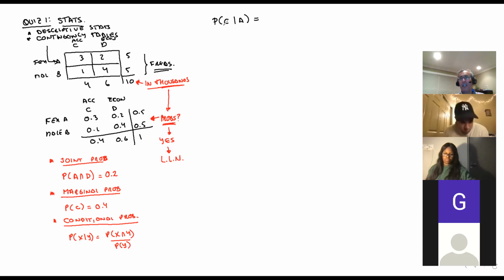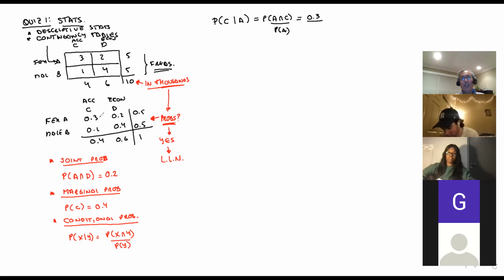So this should be equal to the probability of A intersection C divided by the probability of A, correct? The probability of A intersection C is 0.3. The probability of A equals 0.5. Everyone agrees with me? Do you follow me?